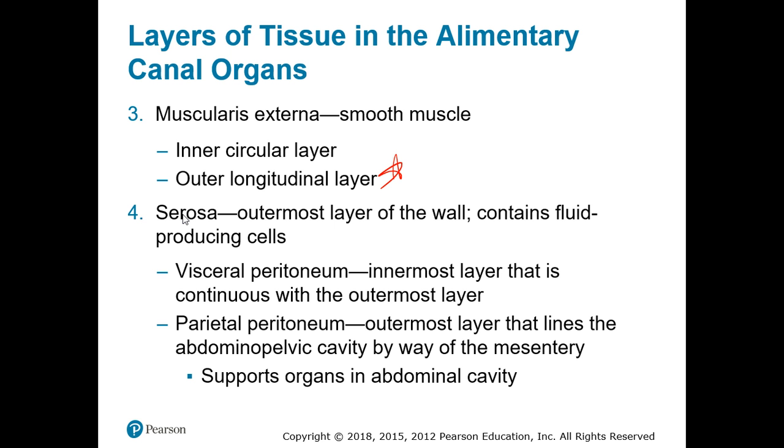We've heard these terms before, but the word that we're going to associate with the digestive system is peritoneum. So instead of pleura with respiratory, here the word is peritoneum. Visceral is going to be your innermost layer, and parietal is going to be your outermost, and it lines your abdominal pelvic cavities. These layers help support organs within the abdominal cavity and help reduce friction.